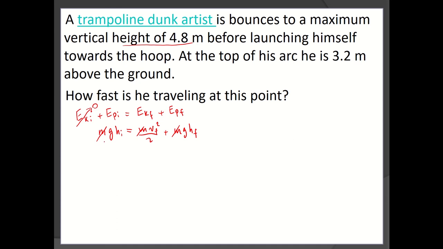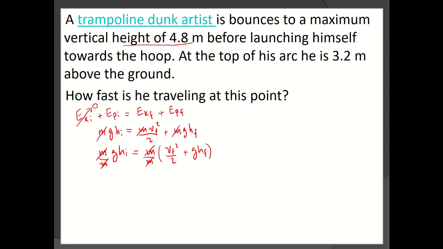So what I mean by this, if you're not sure how that happens, let me show you the steps. We factor out the m, so you're left with just the v squared over 2 here, plus the g times final height. And notice here that if you divide both sides by m, it just goes away. So this goes away with that.